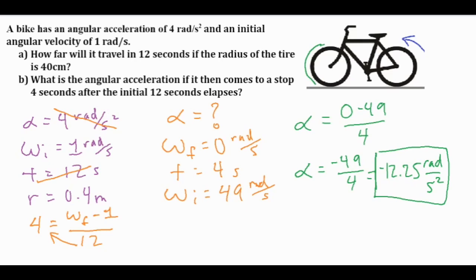All right, so after plugging in our values, we should end up with a negative value because we have something that's coming to a stop. So clearly it is going to be slowing down. So we're going to take our final minus initial, have a negative numerator, divide it by the time, and then we end up with a final answer of negative 12.25 radians per second squared.